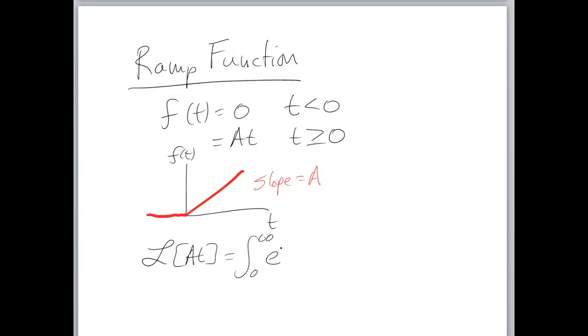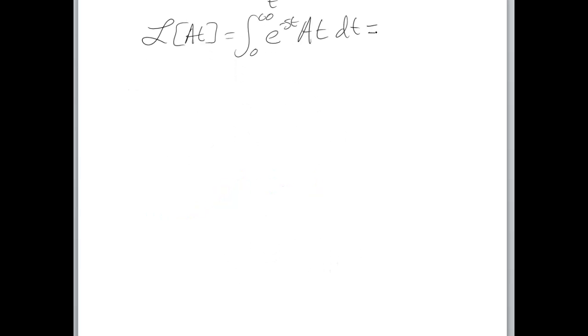That equals the integral from 0 to infinity of e to the minus st a t dt. So let's pull our constant a out in front, and now we have t e to the minus st dt that we're integrating from 0 to infinity. You may remember from calculus that this is an integral that you do by parts.